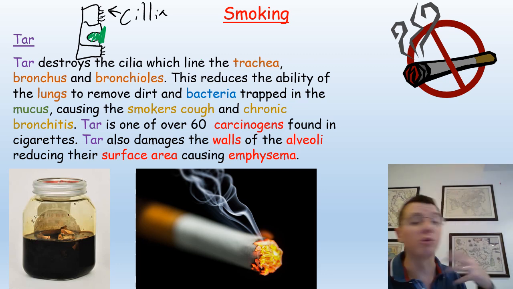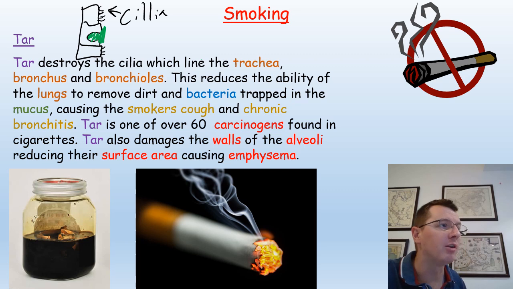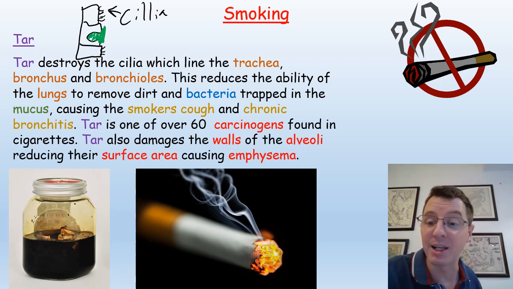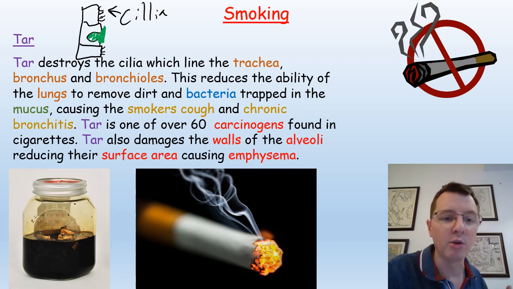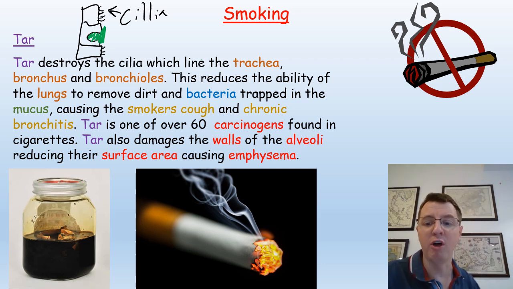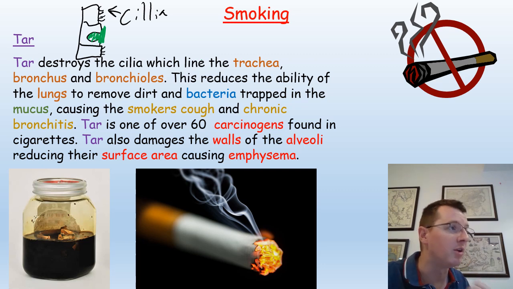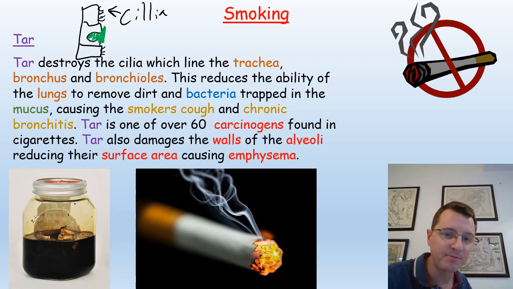You'll swallow it, it'll go down into your stomach acid, and that stomach acid will digest the mucus and kill any bacteria that happen to be in there. But tar destroys these cilia and therefore makes it far more difficult for you to remove dirt and bacteria from your lungs. The mucus also tends to accumulate in your lungs, which can cause a smoker's cough or chronic bronchitis, because the only way that you can easily shift the mucus is by having quite a violent cough.